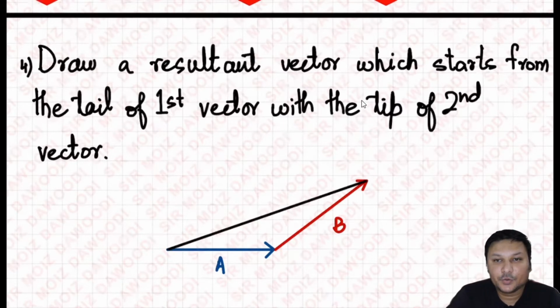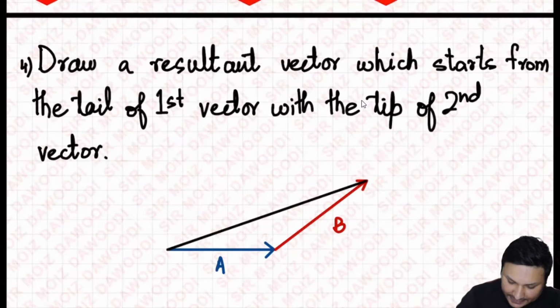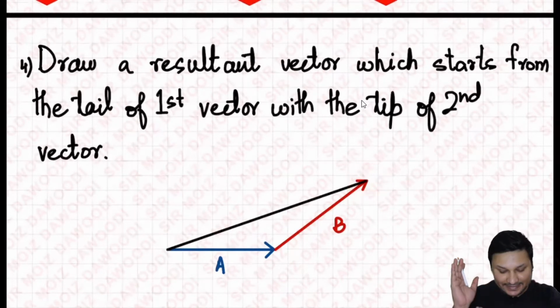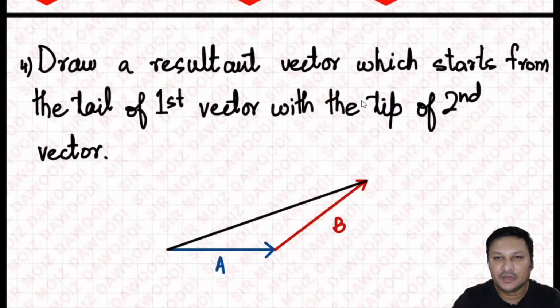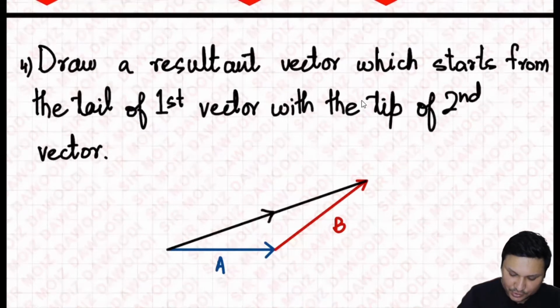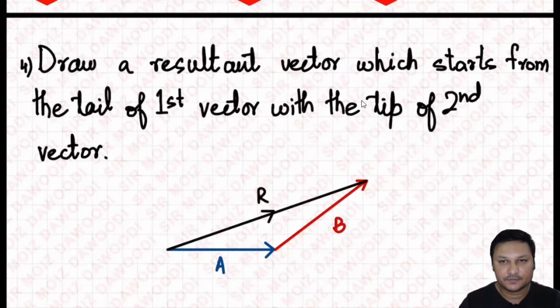It is always suggested to draw the direction of resultant in the center, because if I draw the direction here, what will happen? The direction or the arrowhead of vector B and the arrowhead of the resultant vector will overlap with each other, and this will cause confusion. So in order to reduce the confusion, I will draw the direction of the resultant in the center, and I will label it as vector R, that is the resultant vector.